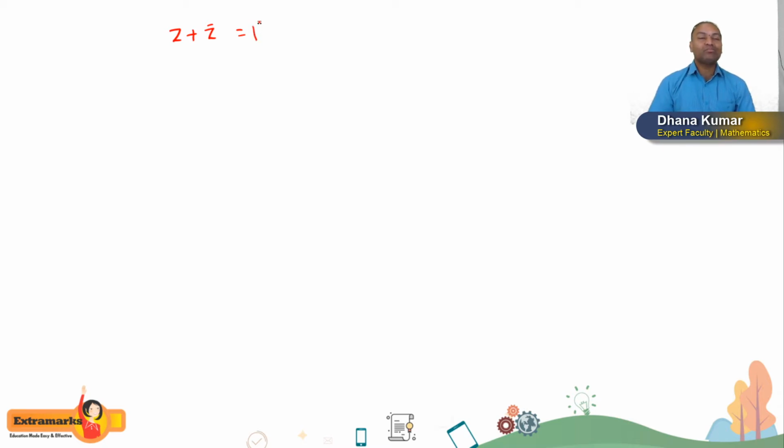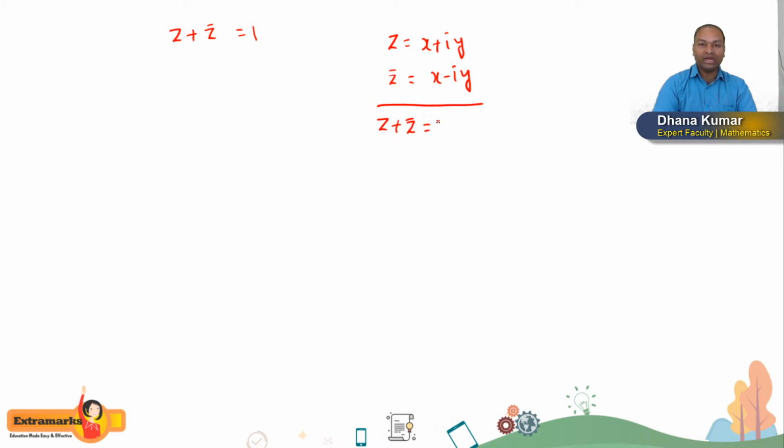What is the formula for Z plus Z bar? Even if you forgot this formula, what I told, Z is equal to x plus iy. Correct na? Z bar, the conjugate, is equal to what? x minus iy. Is it correct or not? Add these two. Z plus Z bar is equal to x plus x, 2x, plus iy minus iy cancel. Correct na? So Z plus Z bar, the answer is what? 2x. That is the actual formula.